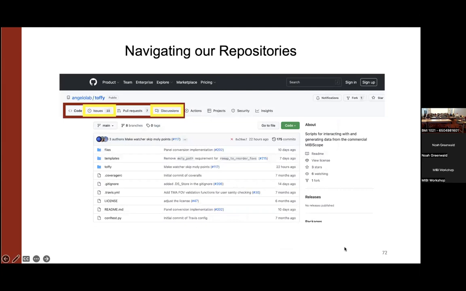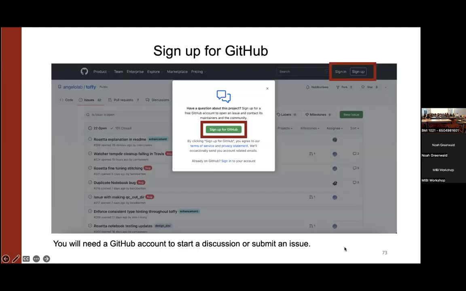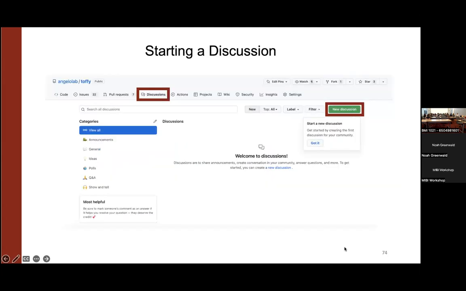The two other really important things are an issues tab and a discussions tab. To use either one of these, you're going to have to create a GitHub account. It is a free account you just make on the website and sign up with your email.